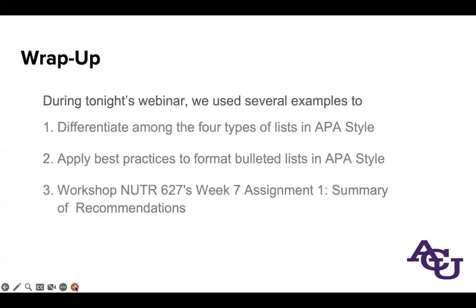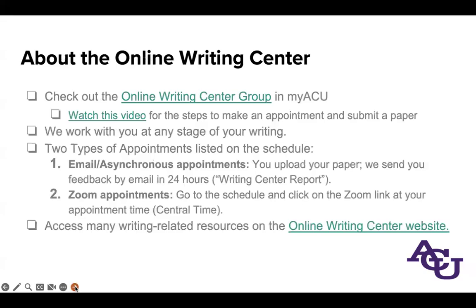So this brings us to the end of our webinar. During tonight's webinar, we used several examples to differentiate among the 4 types of lists in APA style. So many choices. We talked about best practices to format bulleted lists in APA style, and we workshopped NUTR 627's Week 7 Assignment 1, the summary of recommendations.